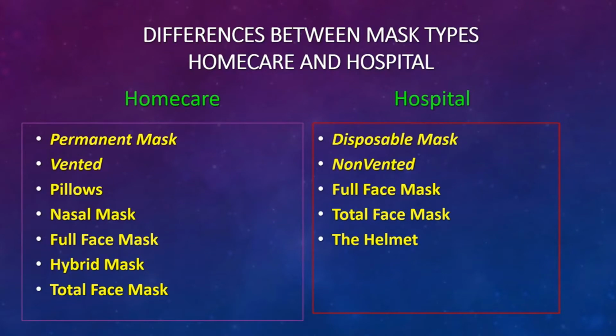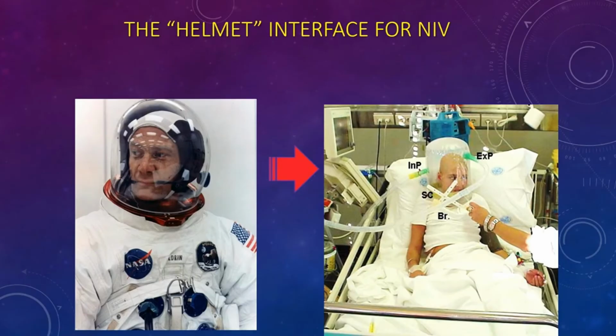Home care uses a variety of masks: pillows, nasal masks, full face masks, hybrid masks, and total face masks. Generally, the hospital has a limited supply of masks, as usually they include the full face mask, the total face mask, and of recent times, the helmet. The helmet is one of the latest inventions for the use of non-invasive ventilation.